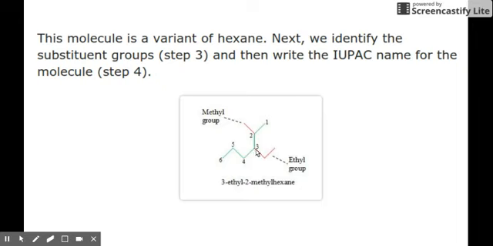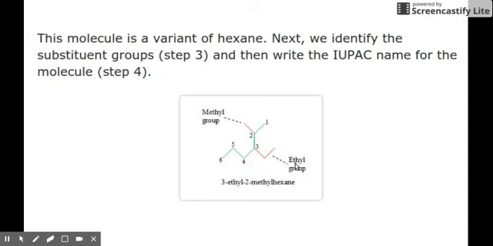The second branch is on carbon 3. We have two carbons, this and this. So that means we will name that as ethyl. So that means there are two different branches. We cannot combine them in a name, and we cannot use a prefix, unlike the first example I discussed in part 1. So they're named differently.